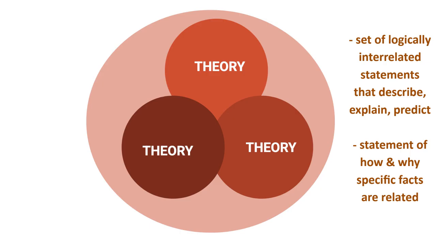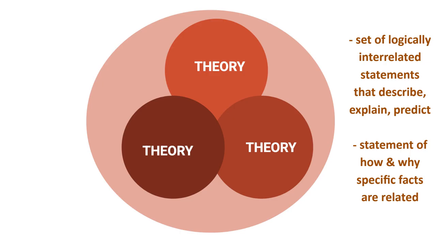A theory is a statement of how and why specific facts are related to each other. So theories have also been described as the stories that we tell each other and that we tell ourselves in an attempt to produce some order in our lives. They allow us to feel as if we know why something is happening and under what conditions it actually might happen again.